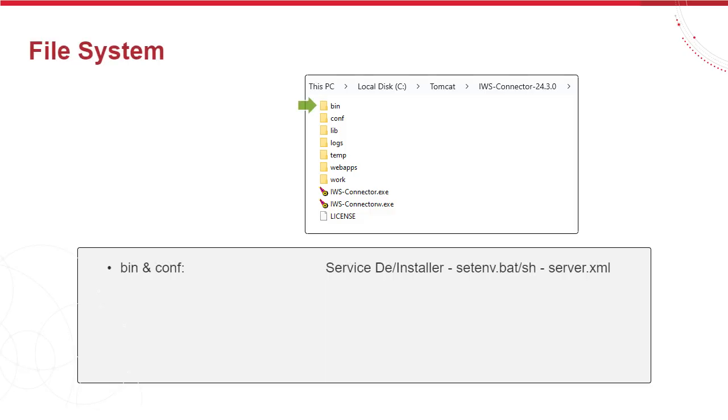The bin directory contains the Windows Service installer and uninstaller scripts. If you want to update some options, you would create the setenv.bat or .sh here. The configuration or conf directory contains server.xml. The logs directory contains the log files. The webapps directory contains the web application WAR file that deploys when Tomcat is started.